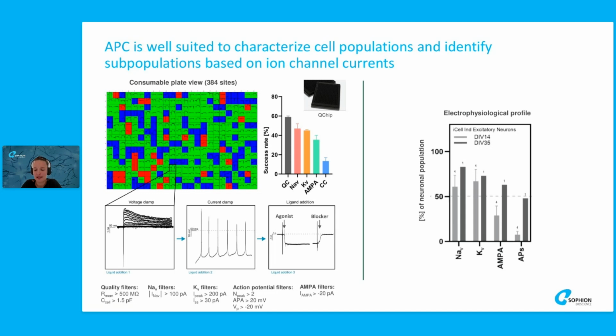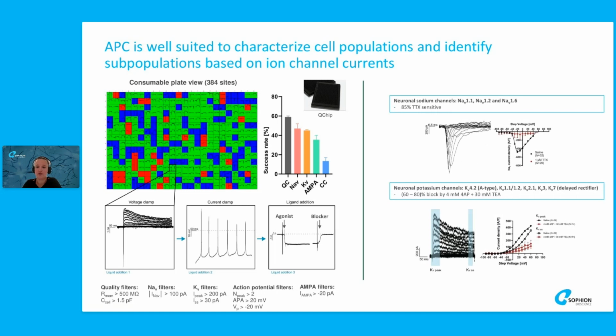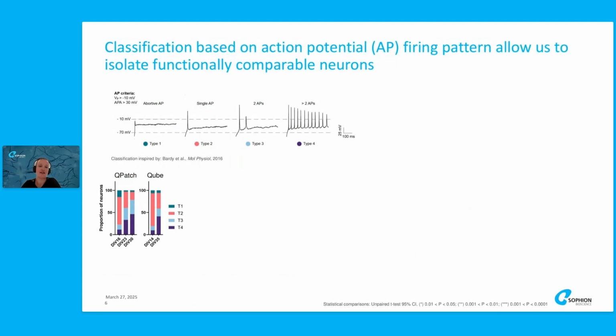So when you want to compare your disease model to the wild type, it is important that you aim at comparing neurons that are of similar functional maturity. To do that, we first did a more in-depth pharmacological and biophysical evaluation of the voltage-gated sodium and potassium channels. I'm not going so much into detail with this data. I just want to tell you that we use this to select the population of neurons that were expressing these channels. And then we further classified those based on their action potential firing pattern.